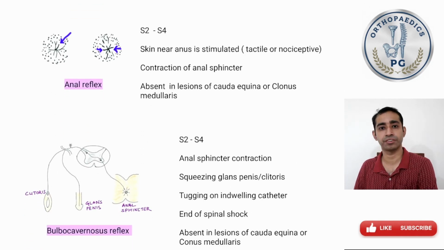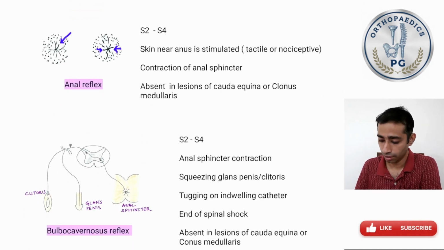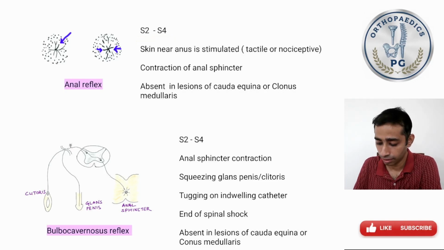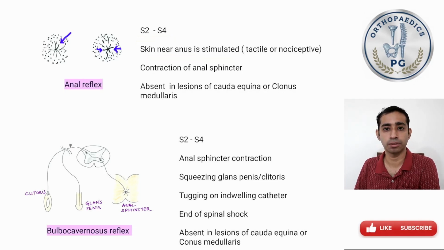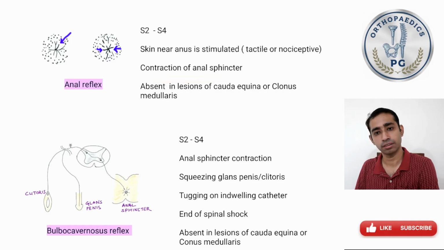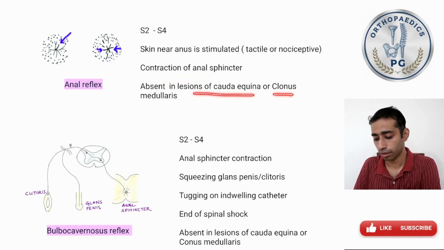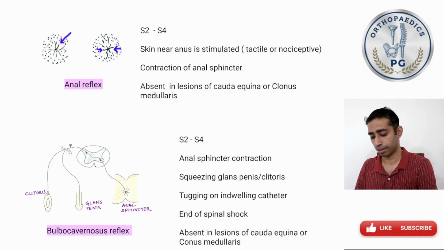The next superficial reflex is the anal reflex. The root value is S2 to S4. Here the skin near the anus is stimulated, which may be a tactile stimulus or a slight nociceptive stimulus, and there is a contraction of the anal sphincter. This reflex is absent in lesions of the cauda equina or conus medullaris.